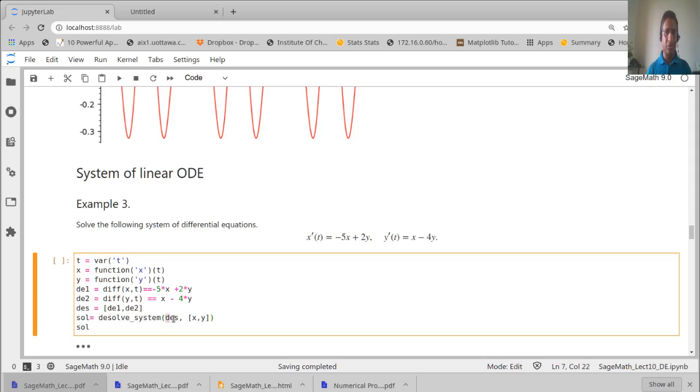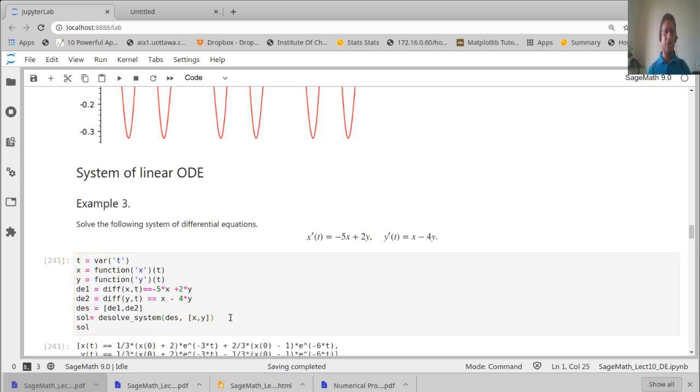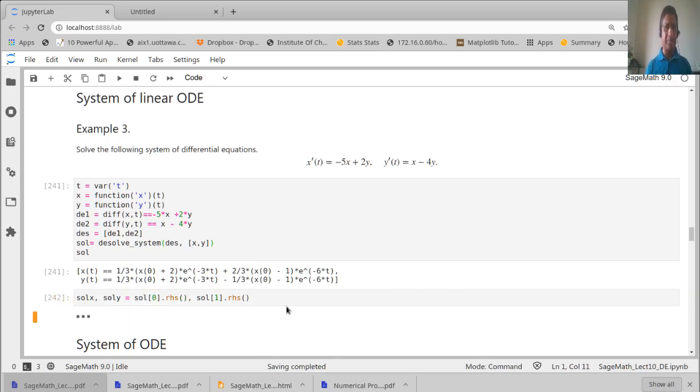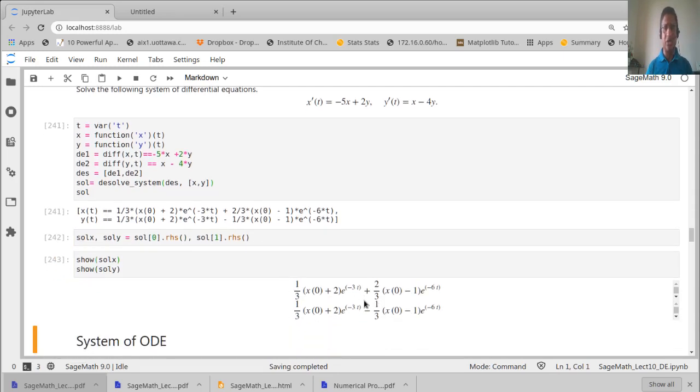What is the system you want to solve? DES, which is the first equation, second equation, and with respect to variables x and y, and let us see what solution you get. This is the solution in this case. Of course, the solution will be in terms of x at 0, y at 0. That is what you can see here. You can print this solution separately. You can ask it to show the x coordinate and y coordinate, in this case x and y.